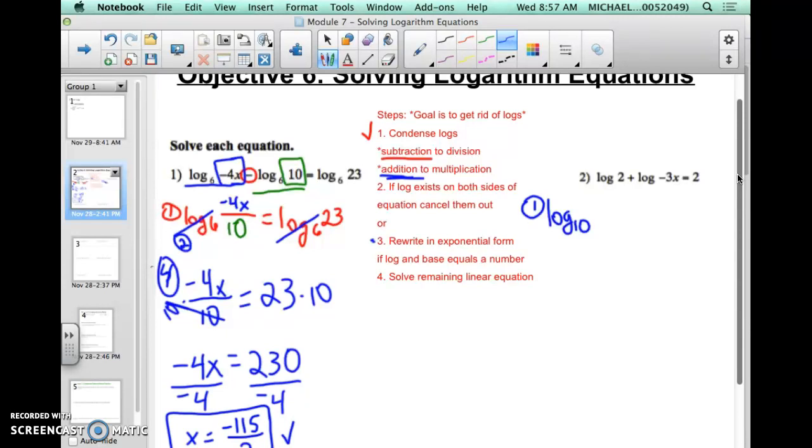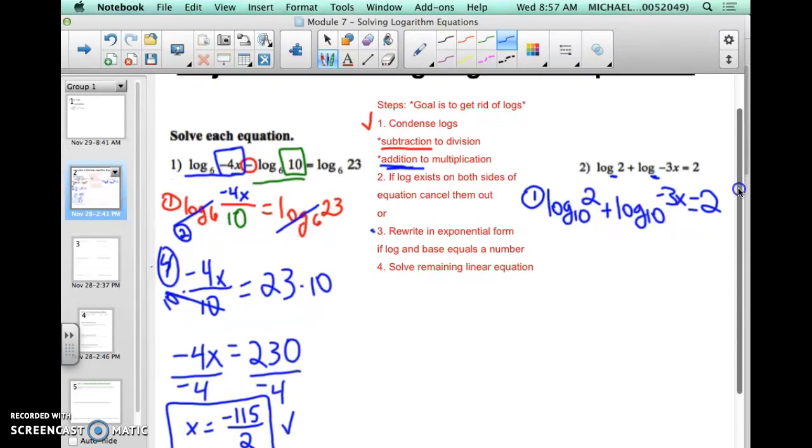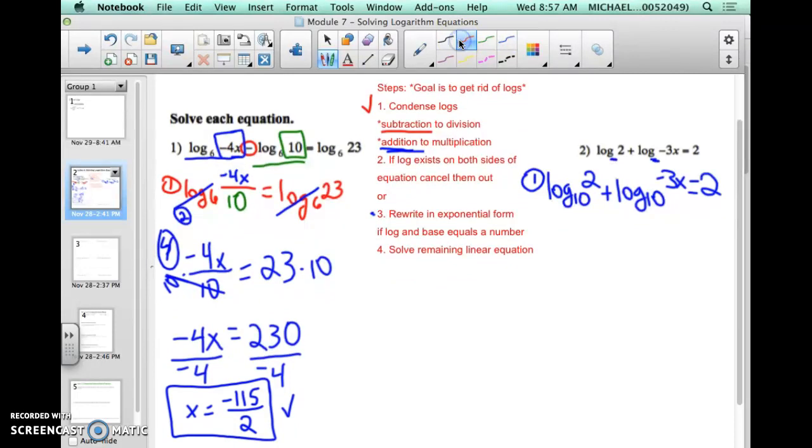So in this case, it's log base 10 of 2 plus log base 10 of -3x equals 2. I just rewrote it, all right? So whenever there is no base here, you can just assume that it's 10. All right, now let's go ahead and condense. So I'm going to write log base 10 for now.